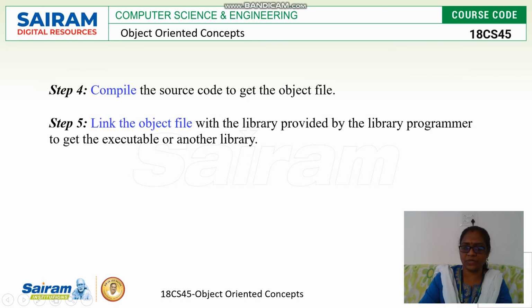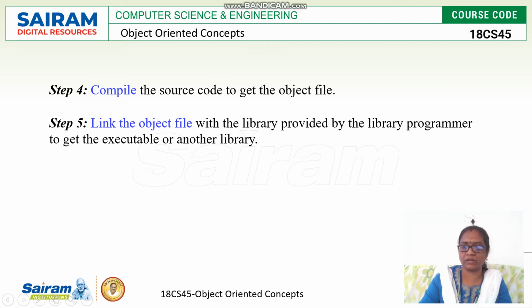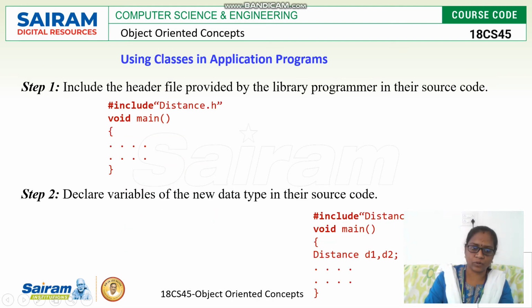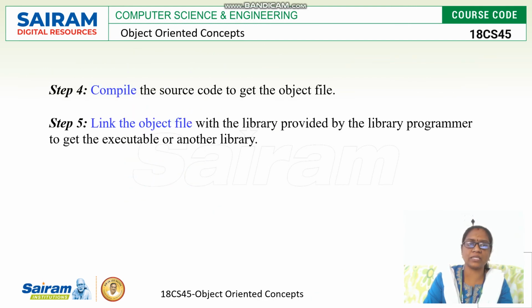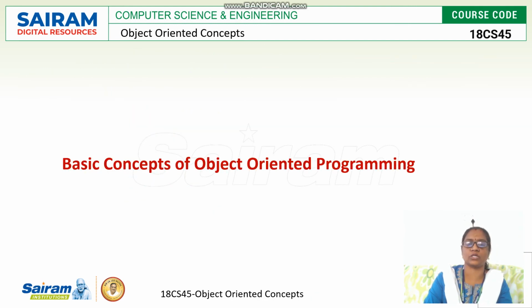Then after it is written, we have to compile that code. After successful compilation of the source code, one object file will be created. That object file we have to link with the library. Then only will we get one executable file as output. Fine, I hope it is clear. So there are 5 steps to use a class in application programming. First, we have to include the header file. Second, we need to write the source code. Then we can compile and execute, right?